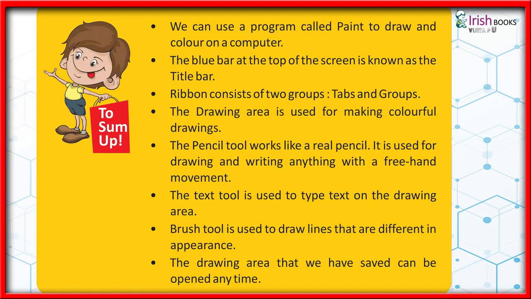We can use a program called Paint to draw and color on a computer. The blue bar at the top of the screen is known as the title bar. Ribbon consists of two parts, tabs and groups. The drawing area is used for making colorful drawings. The pencil tool works like a real pencil.